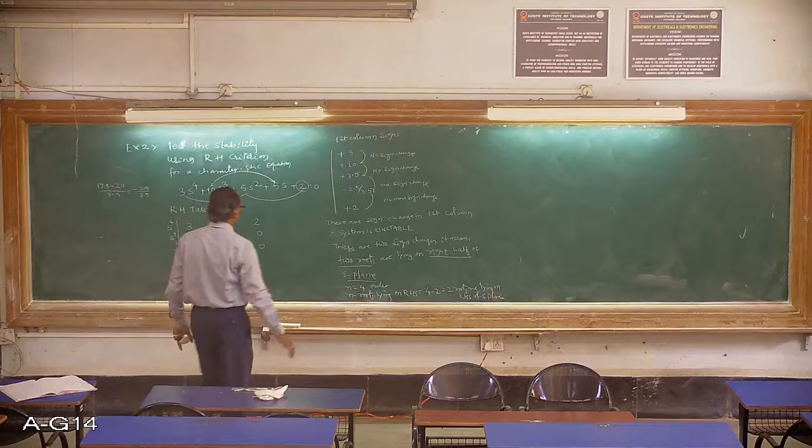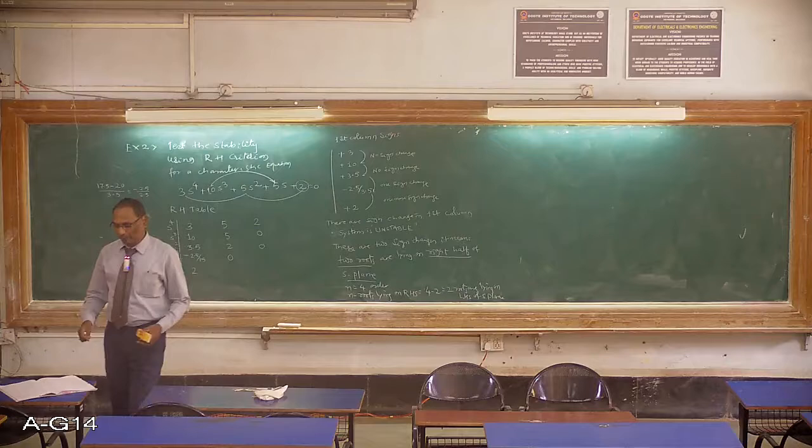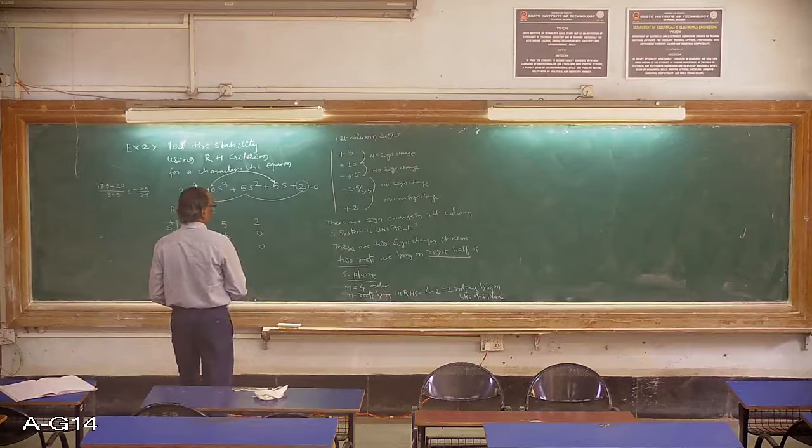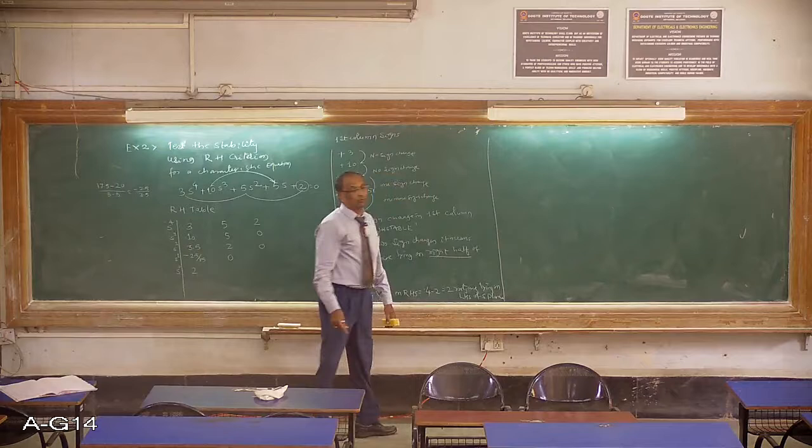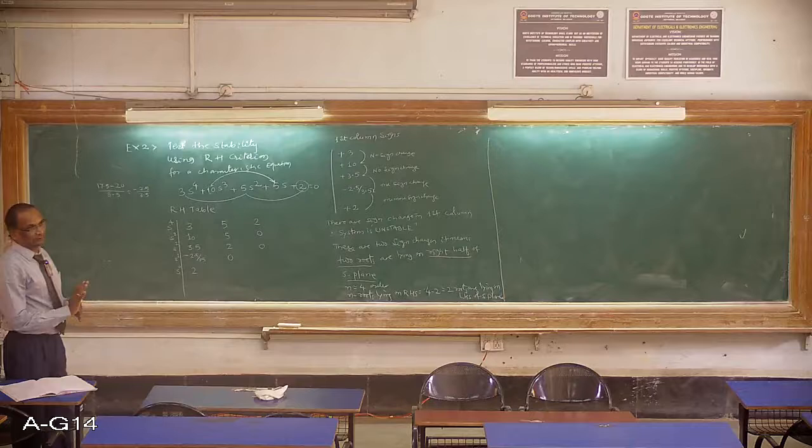So this is a simple example which I have taken to test for stability, where the given system is unstable. You may be asked to find how many roots are lying on the right half of the S plane and how many roots are lying on the left half of the S plane. But here I will not know exactly where the roots are, or the location of the poles will not be known here.